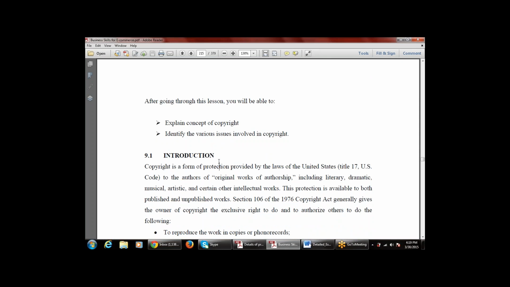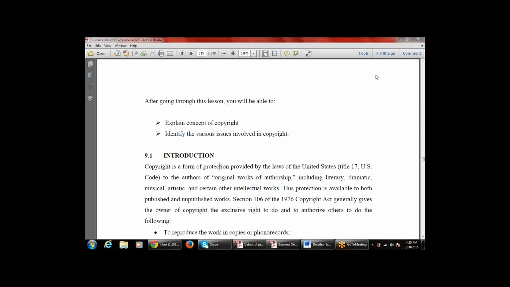This says, copyright is a form of protection provided by the laws of the United States. Copyright is nothing but a form of protection that protects a company, and this protection is provided by the laws of the United States, that is US Code, Title 17, to the authors of original works of authorship. That includes literary, dramatic, musical, artistic, and certain other intellectual works.